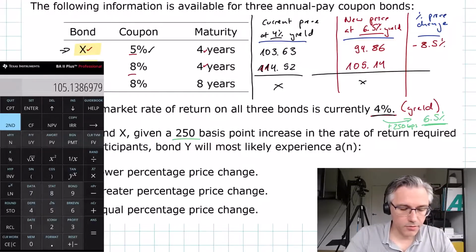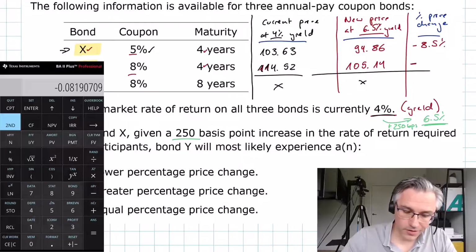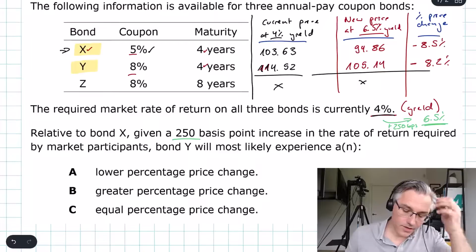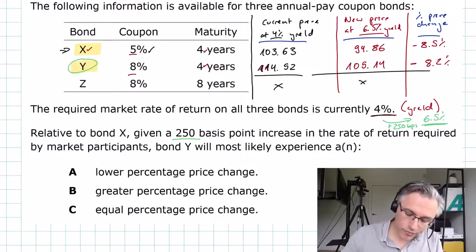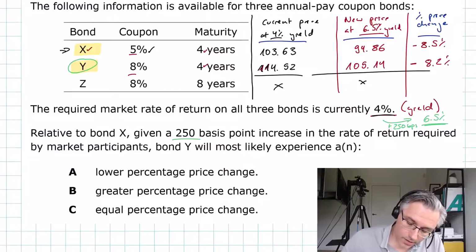So look, I'm just removing the negative sign from this, or just simply 105.14. I can type it again. Divide by 114.52. Okay, you get a number which is less than 1. Deduct 1, and this will show you the magnitude of the drop. It's a drop of roughly 8.2%. And as you can see, both bond prices dropped, but this one, bond Y, dropped less. Bond Y is most likely to experience, relative to bond X, a lower percentage price change.